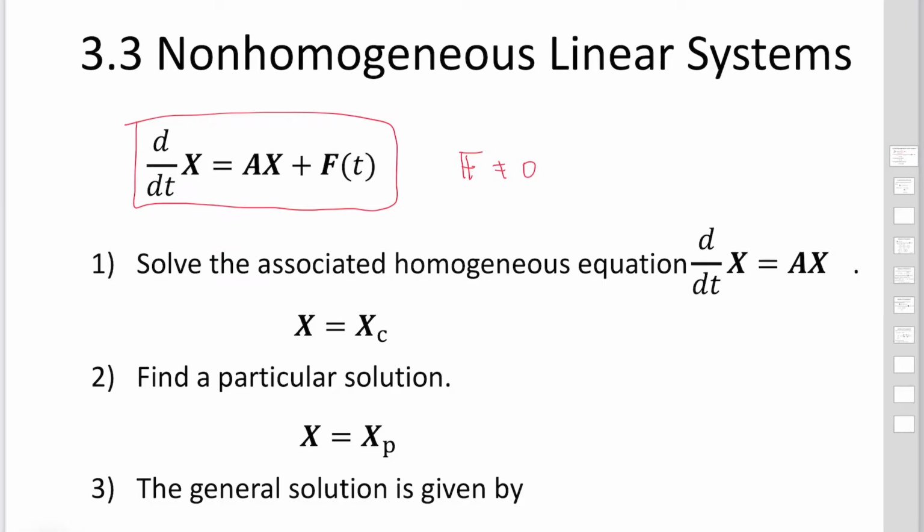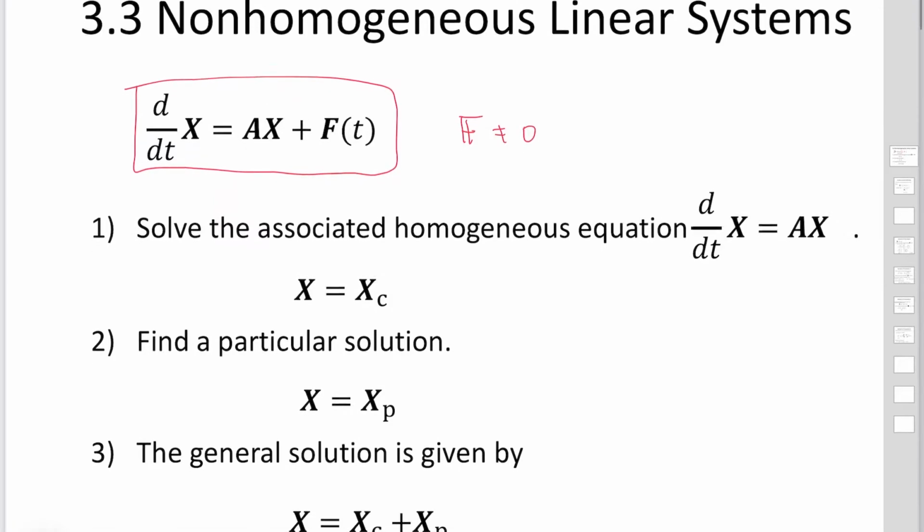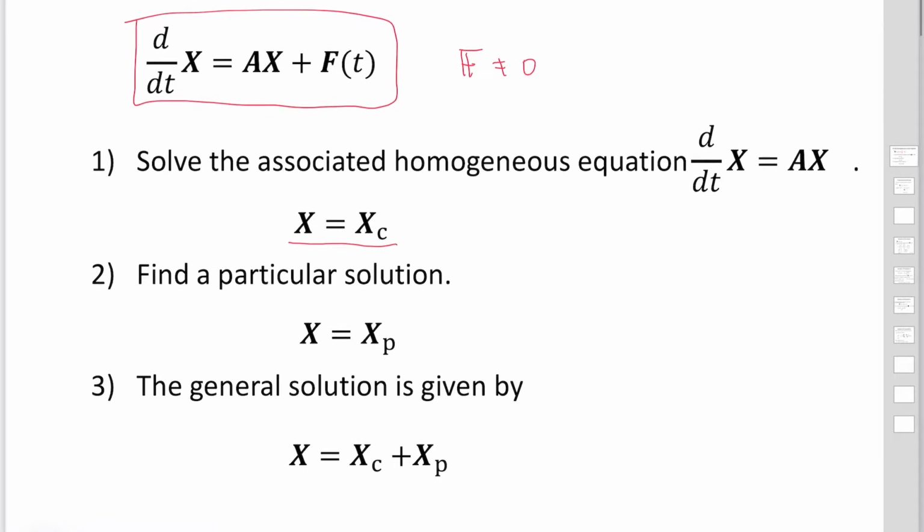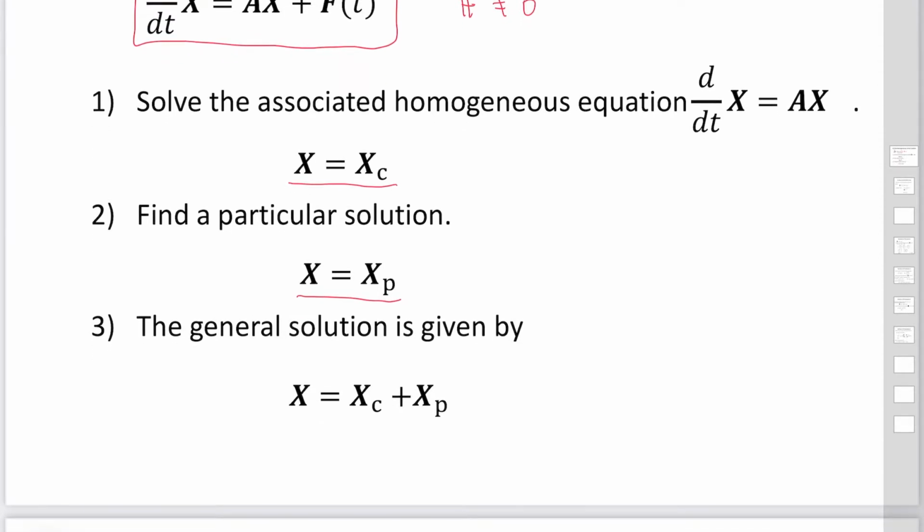To solve the non-homogeneous linear system, in the first step, you need to solve the associated homogeneous equation, the case of f equals 0. Then the solution is expressed as x equals x sub c. In the second step, find the particular solution, x equals x sub p. As a final step, build the general solution given by the sum of the two solutions: x equals x sub c plus x sub p.